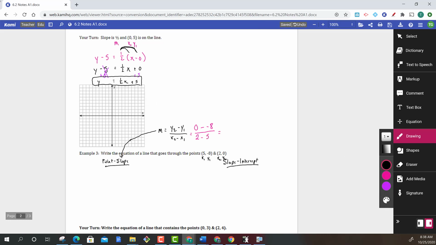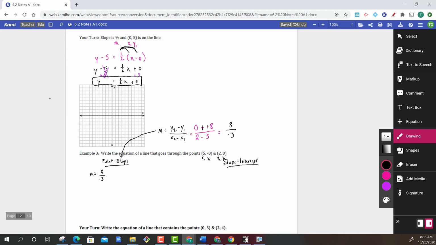Of course, that minus a negative, since they're back to back like that, becomes a +8. On the bottom, 2 minus 5 is -3. So there is my slope. We want to leave that as a fraction. Don't write it as a mixed number. It can't be reduced. It's kind of a weird fraction, but that's okay.